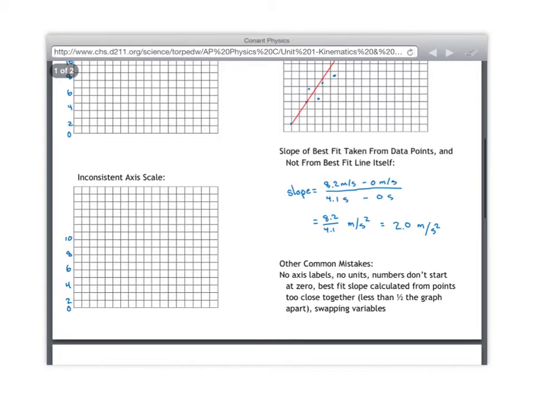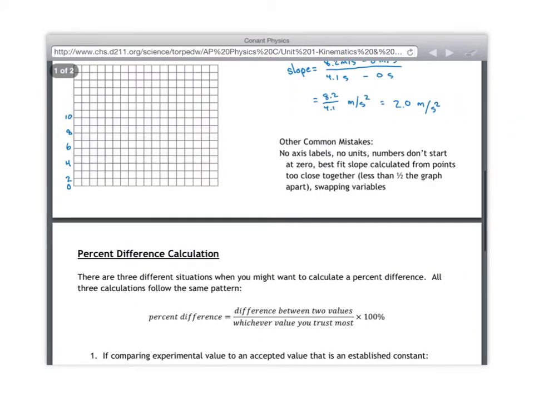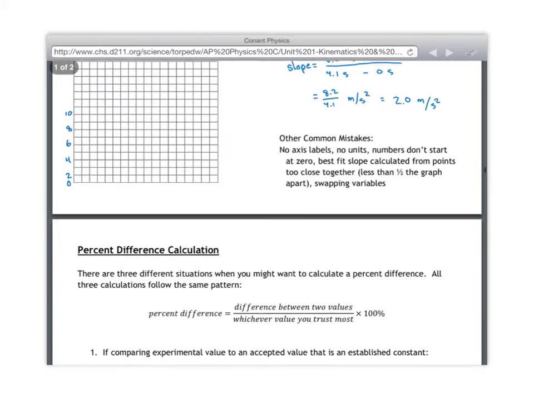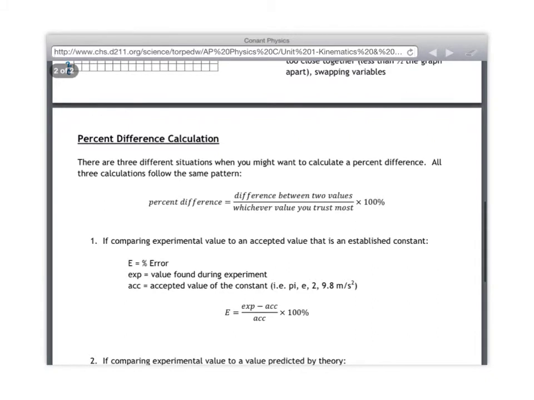All right, there are actually three different ways to think about percent error, but they all come down to the same basic thing. We want to take the difference between two things, and divide by whatever we trust most. Got it? All right, so first example. Difference between two things, and divide by whatever we trust most. Everybody pull out your calculator, and we're going to do the first kind of percent difference calculation. And this is the one that you commonly refer to as percent error.